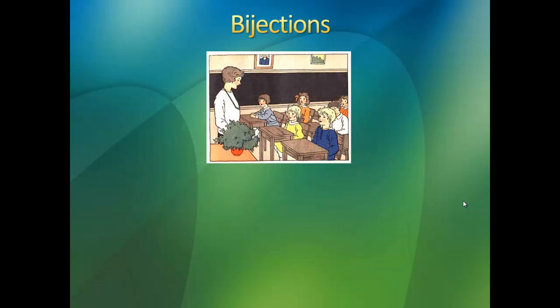Well, she would need to check 4 criteria. First, every student should be in a seat. No student should be standing. This means that the relation between students and seats is left total.